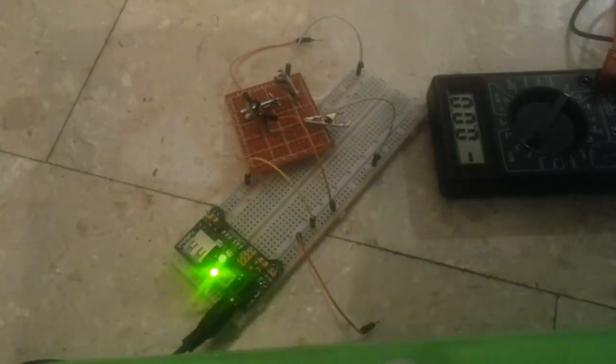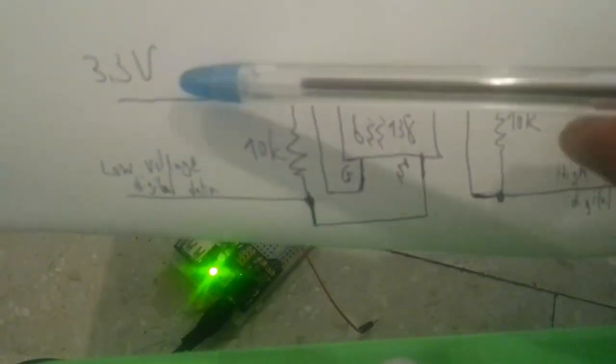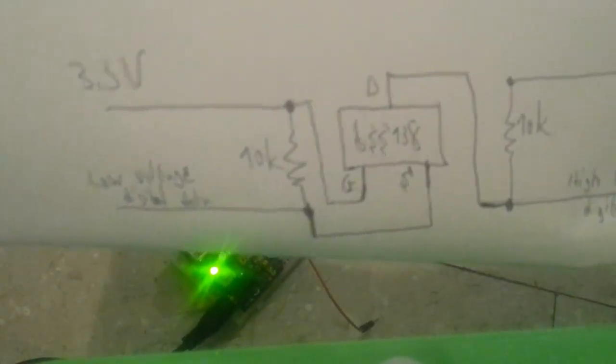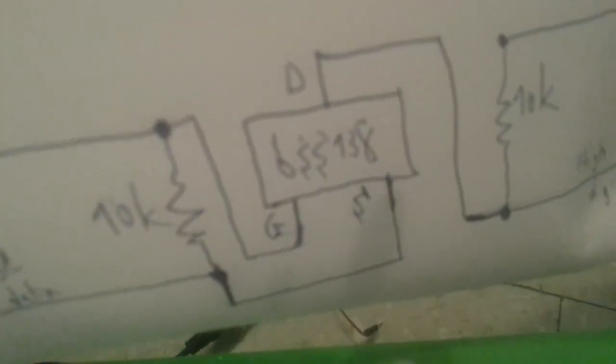Let's see the schematics of it. This is the 3.3 power supply, this is the 5 volt power supply, this is the low voltage signal, this is the high voltage signal, this is the BSS183 component, and here is how you connect it.